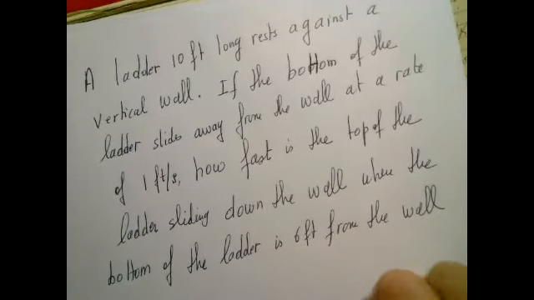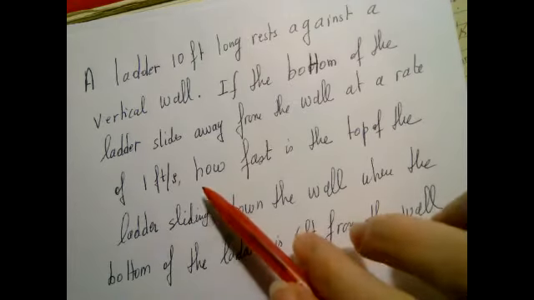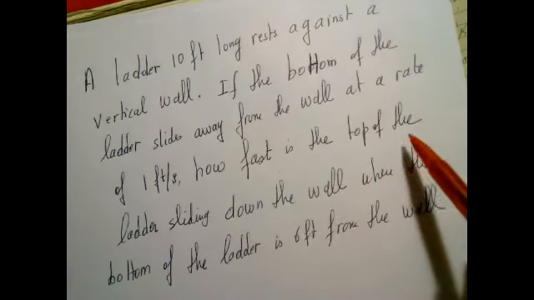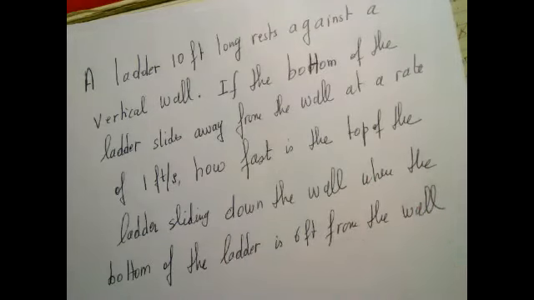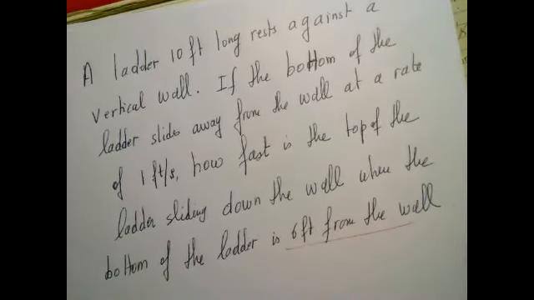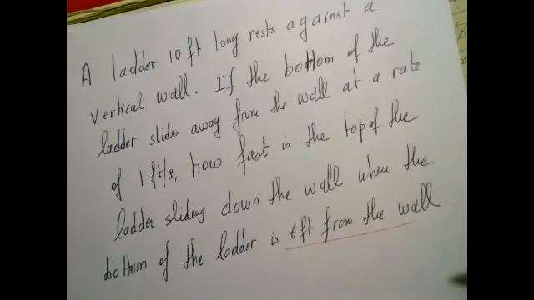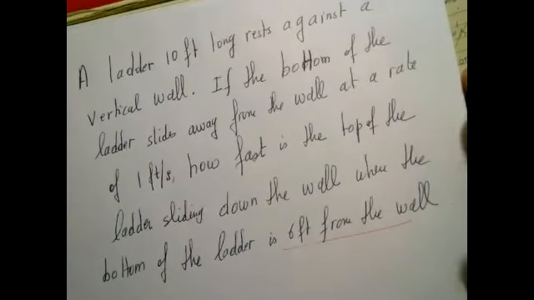Now, as the bottom of the ladder is being slid away, the top of it is going to fall down. And the question is, how fast is the top of the ladder sliding down the wall when the bottom of the ladder is 6 feet from the wall? Okay, so I read the problem again, and now we're going to draw pictures to understand what's going on here.